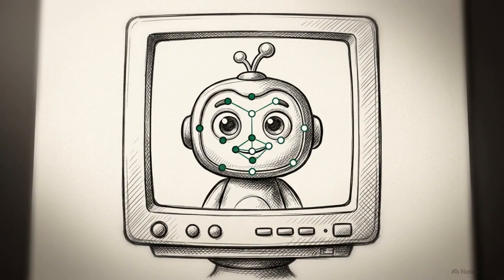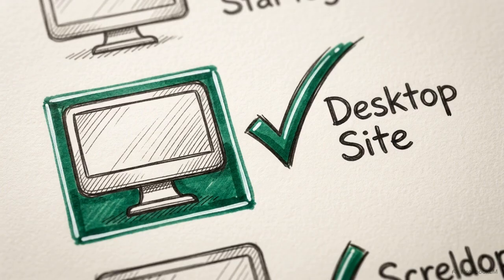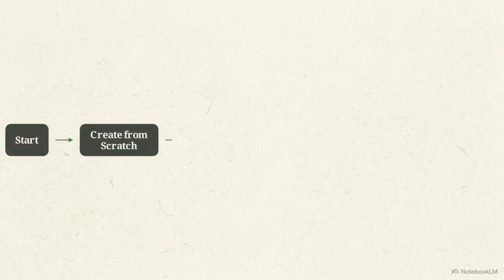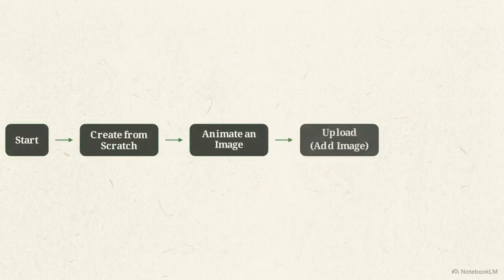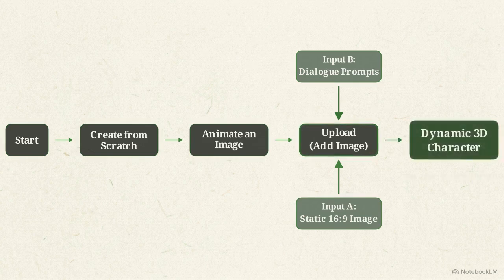Step 3 is animation. We use a tool called Google Vids. If you are on a smartphone, you must open your browser menu and enable Desktop Site for the interface to load properly. This diagram illustrates the exact path. Click Create from Scratch, navigate to Animate an Image, and prepare for upload. Select Add Image and upload that static scene from Gemini. Finally, retrieve those specific video prompts with dialogue and paste them directly into Vids.